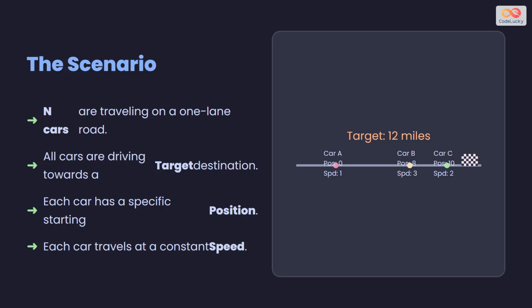Imagine a one-lane road where several cars are driving towards a single target destination. Each car starts at a specific position miles away from the start and drives at a constant speed. The road is narrow, so overtaking is strictly prohibited.